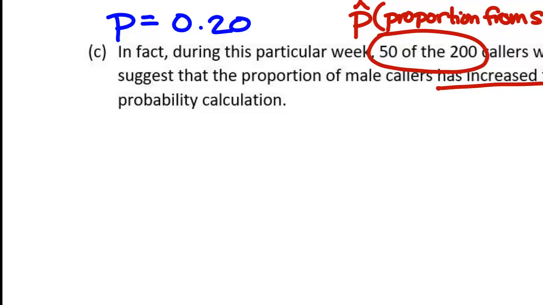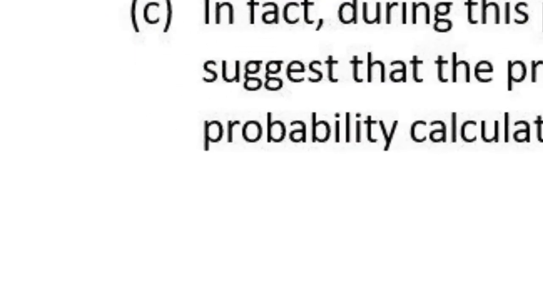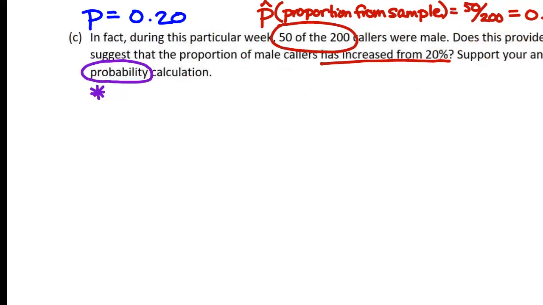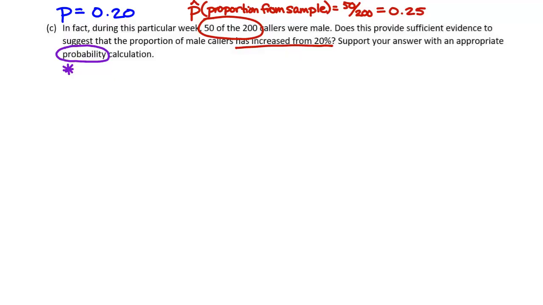So what we're really trying to determine here, again, is how surprising, how much of a head scratcher is it that this came out to be 25% if the true population proportion is only 20%. And so what we need to do is a normal CDF here. We need the probability of seeing this result if the true population proportion is only 20%. It says support your answer with an appropriate probability calculation.